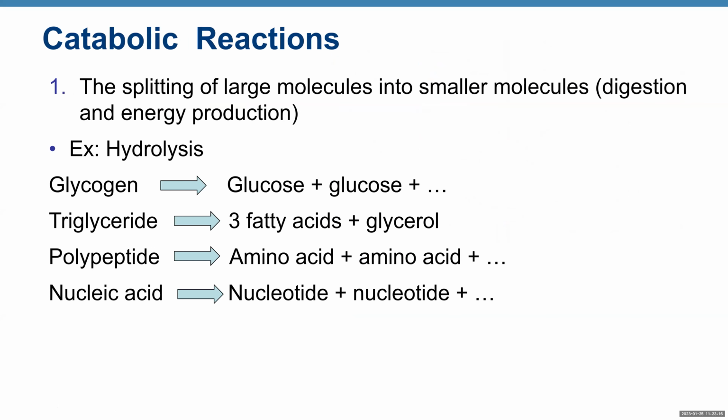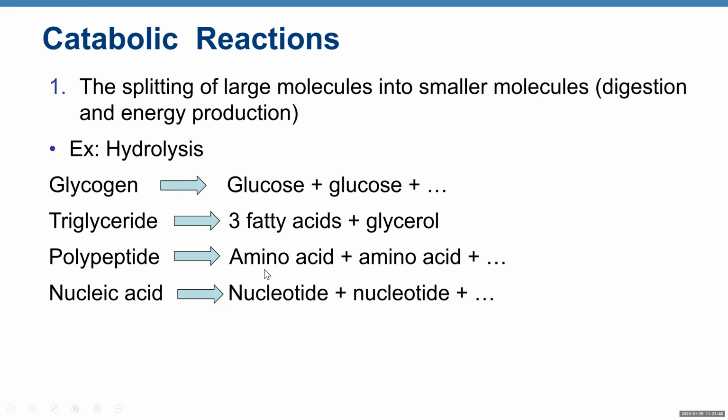Now, an example of a catabolic reaction is the splitting of large molecules into smaller molecules, digestion and energy production. And this type of reaction is called hydrolysis. So you hydrolyze, lysis means break down. Hydrolysis, you break down using water. Now, we have this glycogen and you hydrolyze it into glucose molecules and energy will be released. Triglycerides, you hydrolyze into 3 fatty acids and glycerol, and again, energy will be released.